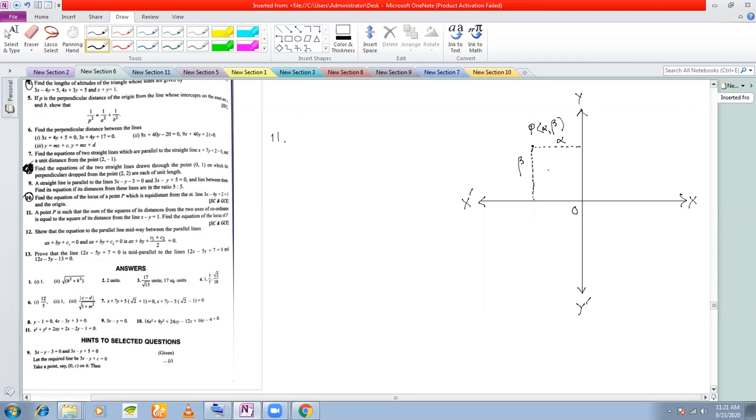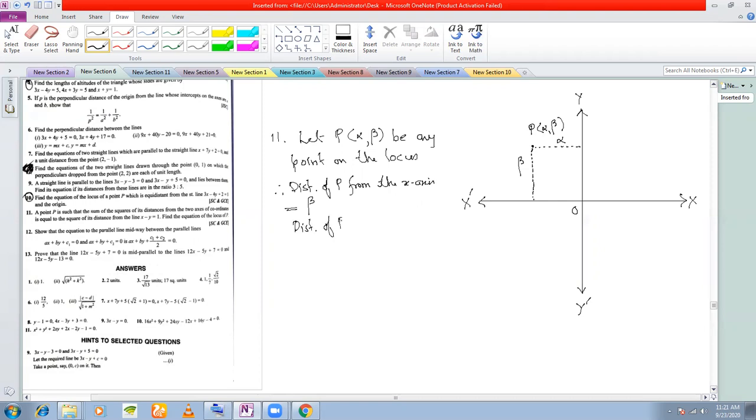So let's see now. Let P(alpha, beta) be any point on the locus. Therefore, the distance of P from the x-axis is beta. The distance of P from the y-axis is alpha.